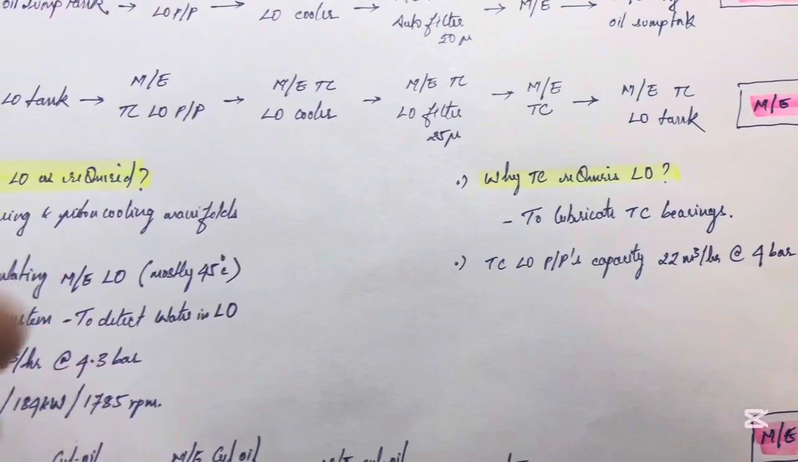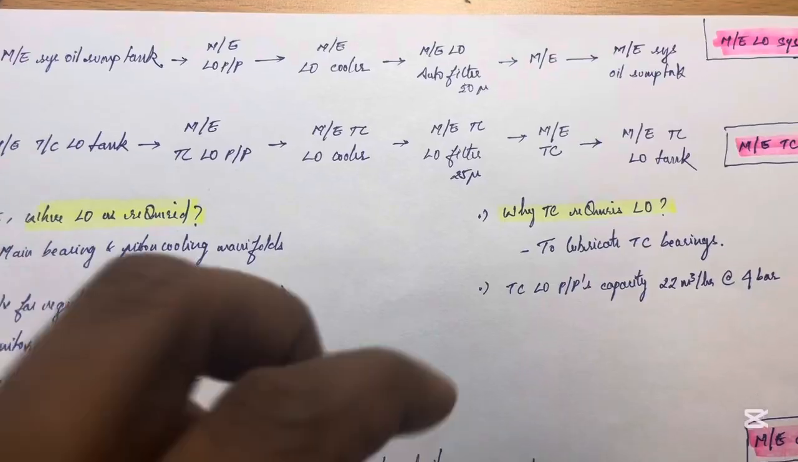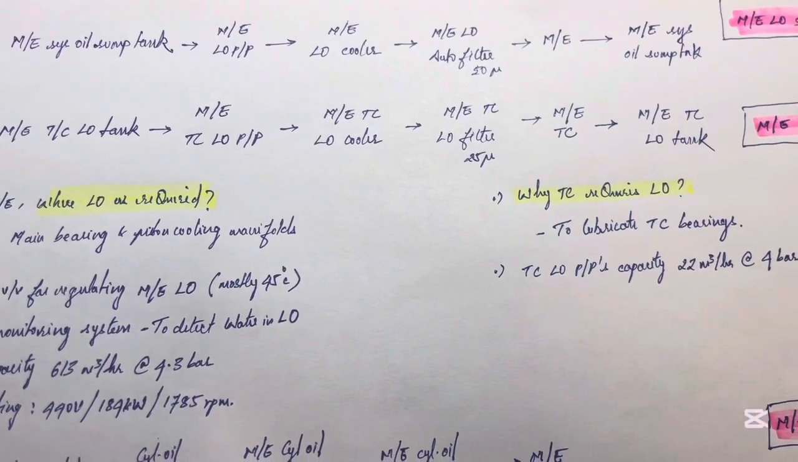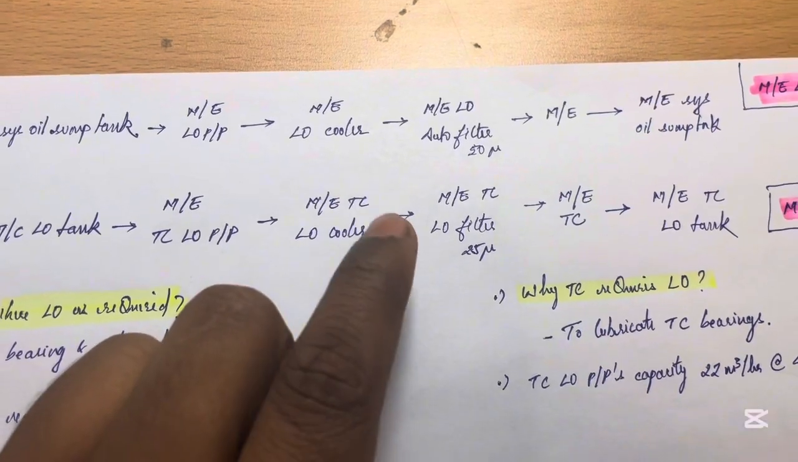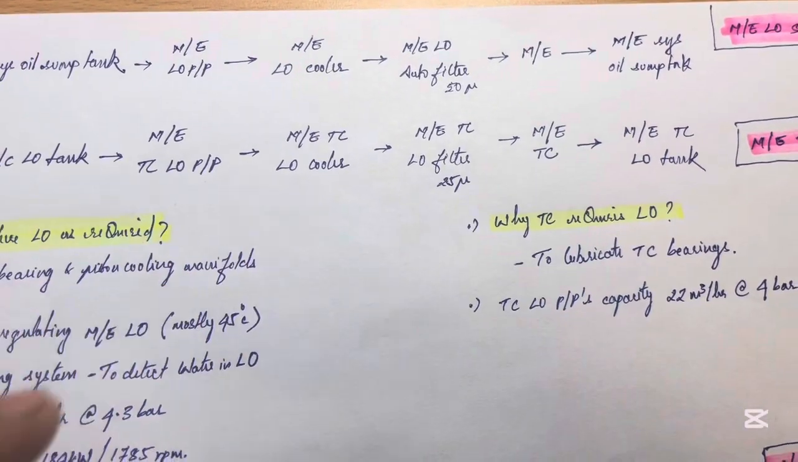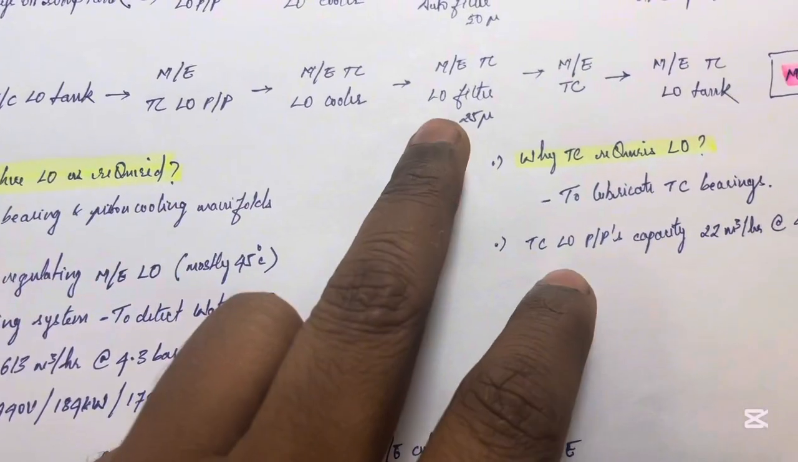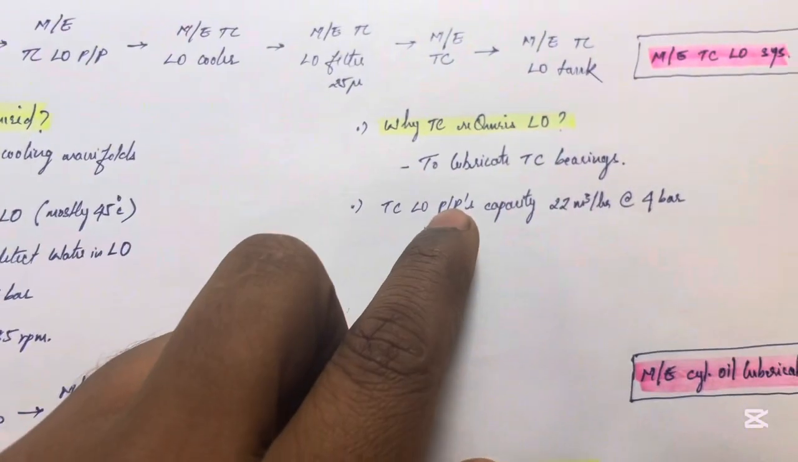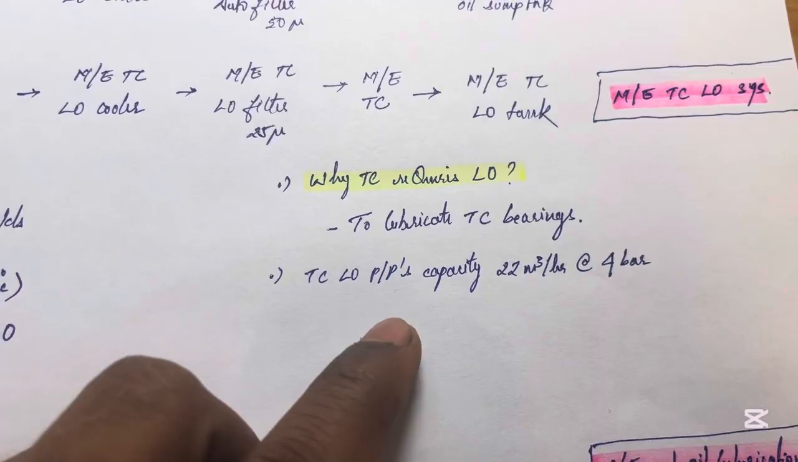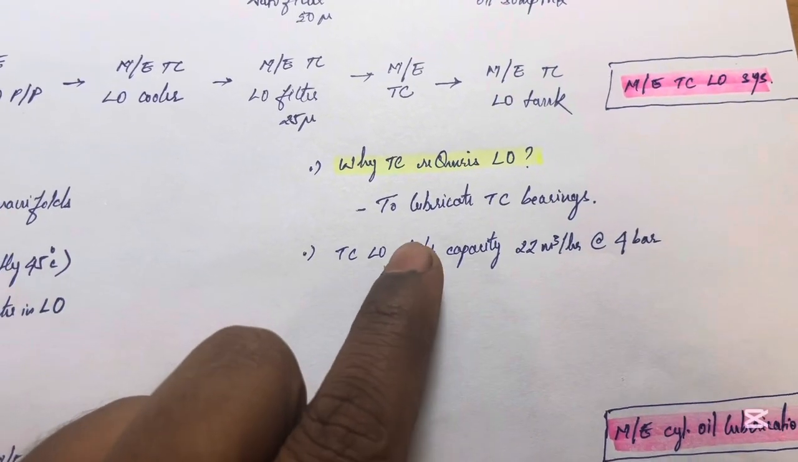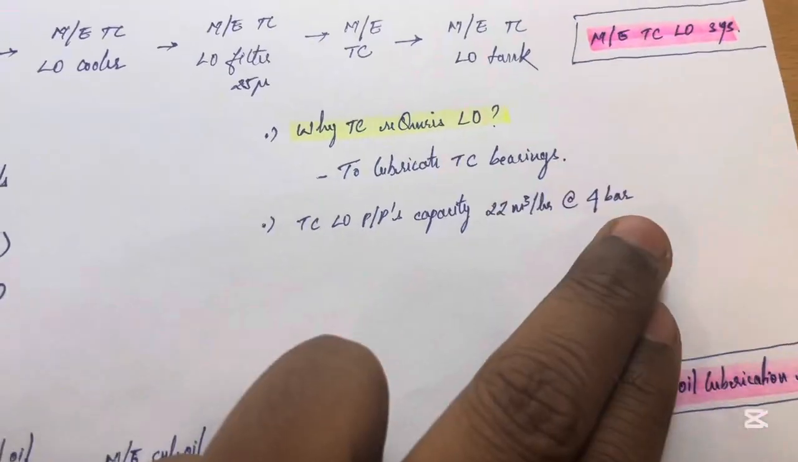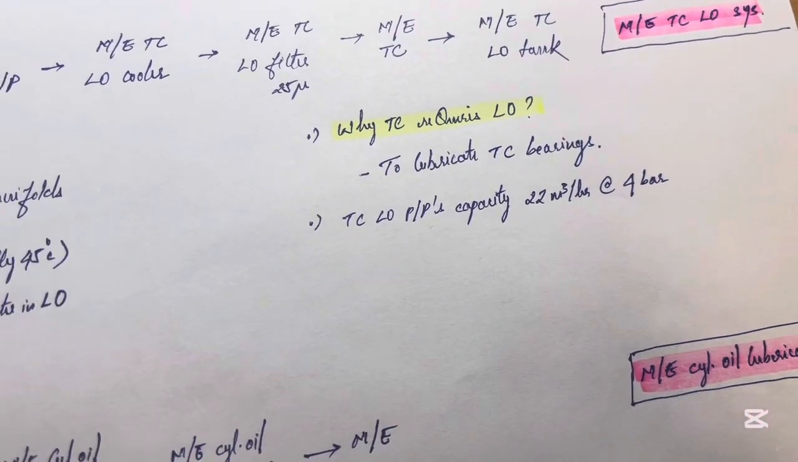In fuel oil, the fuel is actually burnt and consumed, but over here the oil is used again and again. And in any oil system you're going to have a cooler or filter, because you need to filter it, so everywhere you will find this filter. Turbocharger lube oil lubrication is required because you need to lubricate the turbocharger bearings, and the capacity of that particular pump is shown over here.